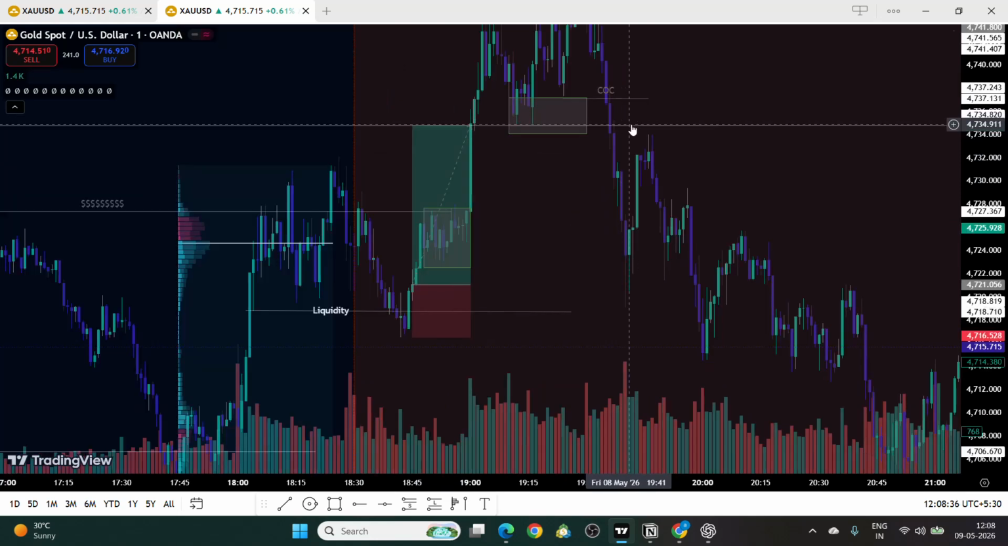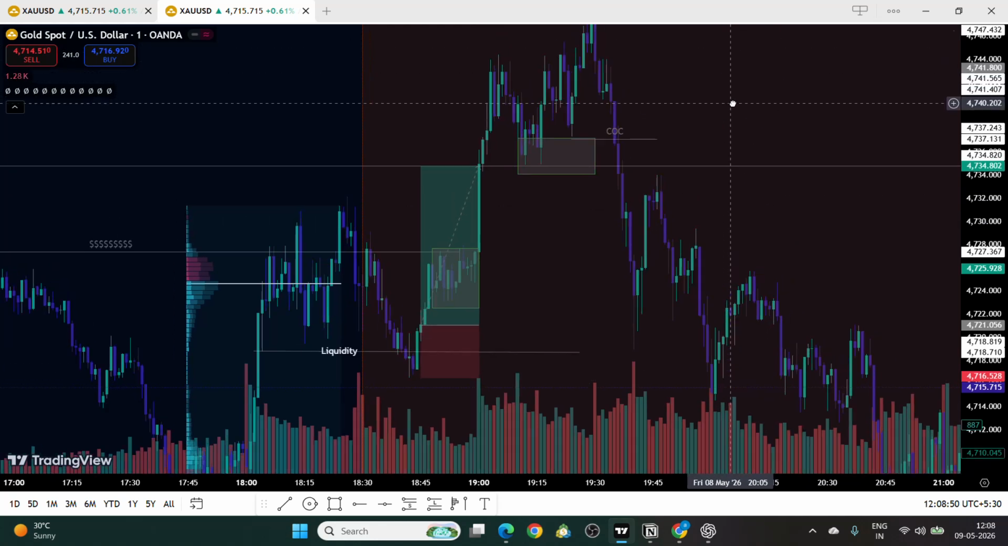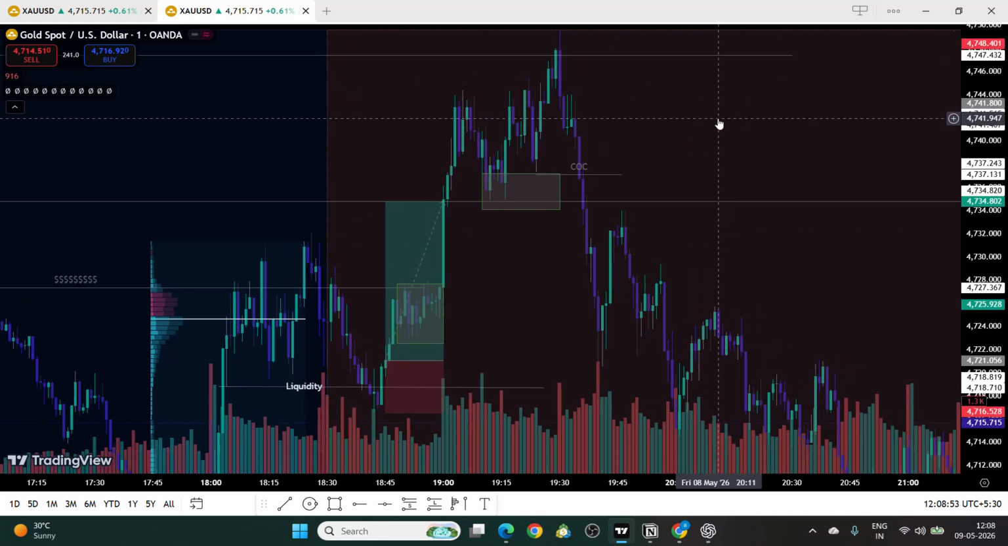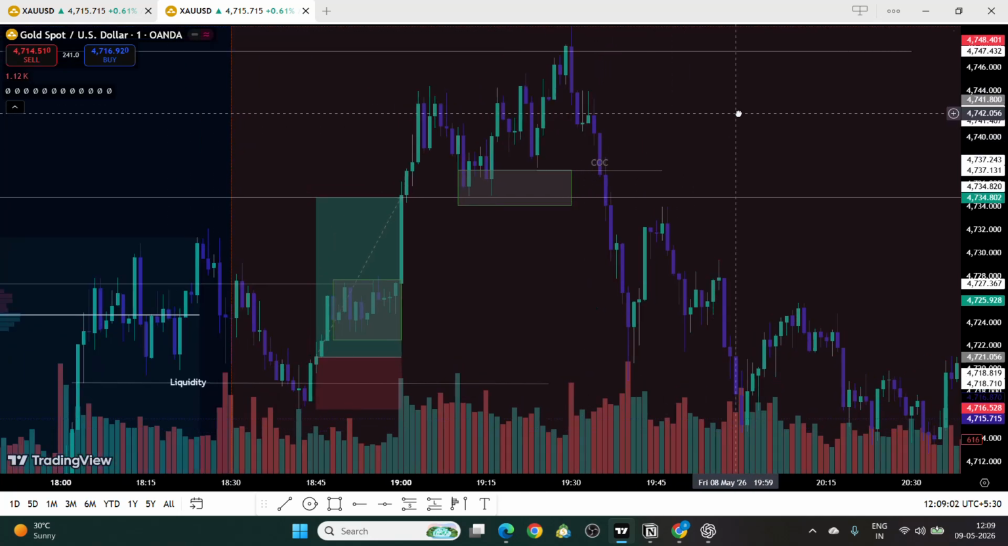Now we saw that this is the area, and it is broken down, and it went all the way up to here. It came back, and it is going down. But where could we have taken the entry? If you ask me, when it showed this big reversal candle and closed below this, and slowly it is coming, and here there are so many big wicks, which means there is selling pressure, and it is not going to move the market up.